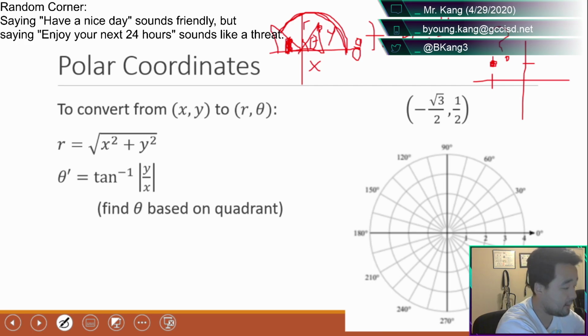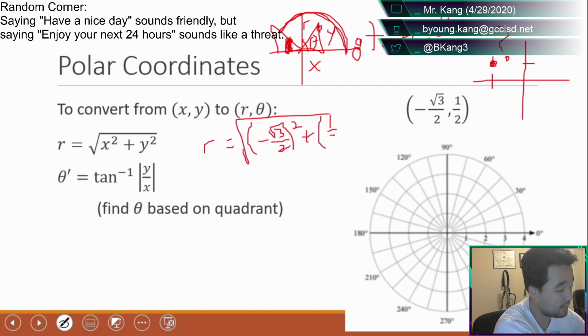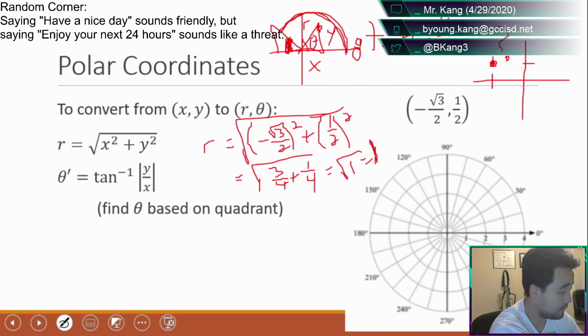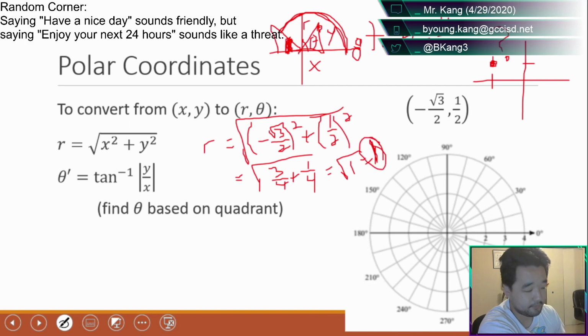All right, so let's find my r. So this is square root of negative square root of 3 over 2 squared plus 1/2 squared. Well, that's square root of 3/4 plus 1/4, which is square root of 1, which is 1. So my radius is 1. Okay, r equals 1.